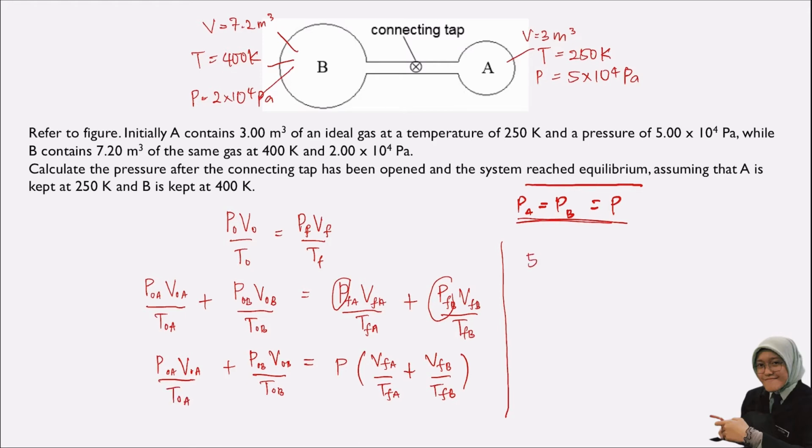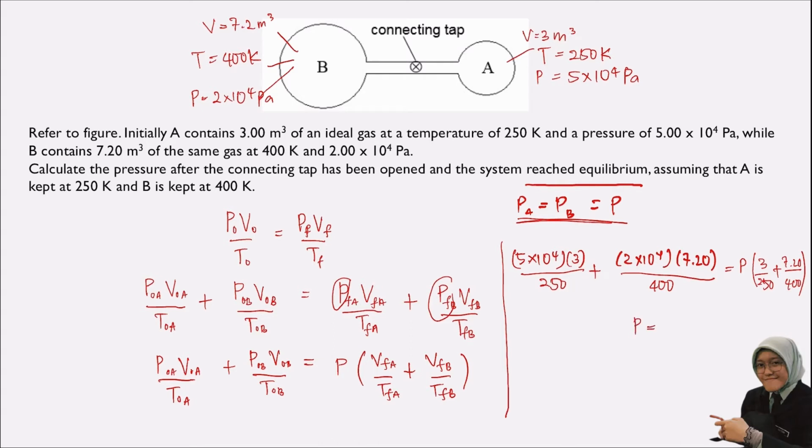So we just substitute the value. 5 times 10 power of 4 times V equals 3 over T is 250, plus 2 times 10 power of 4 times 7.2 over 400 is equals to P times (3 over 250 plus 7.2 over 400).